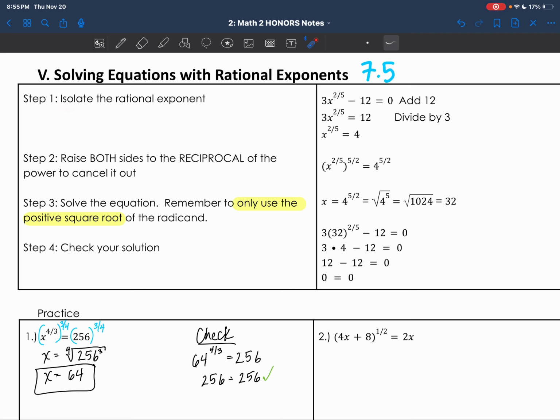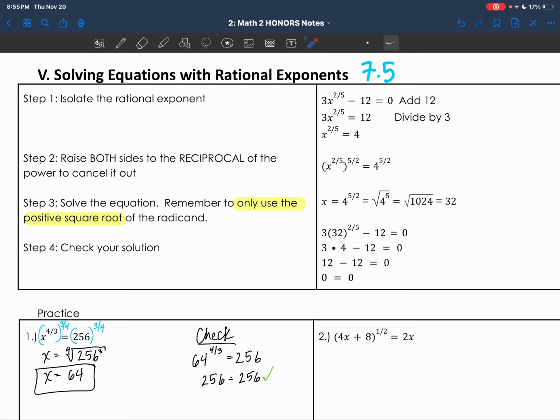So when you're looking at this example right here, we need to first move the 12 to the other side by adding 12. Then we need to divide both sides by 3 because that's attached to our rational exponent. After we divide by 3, we get x to the 2/5 equals 4.